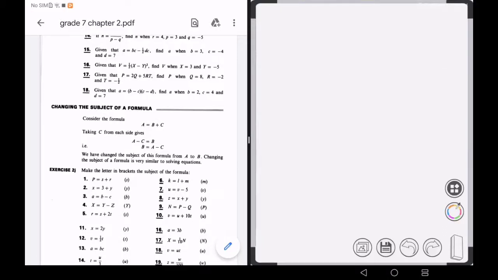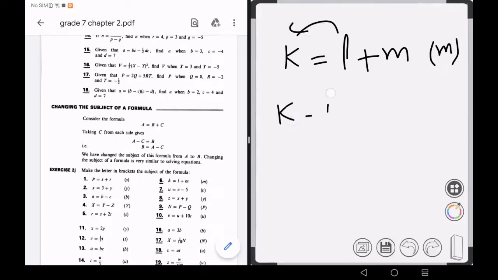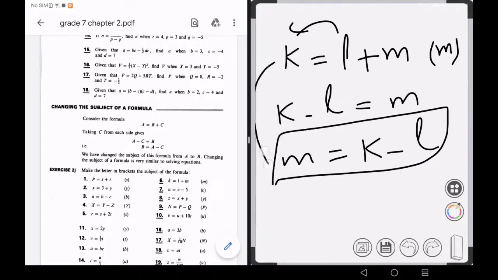One more, like k is equals to L plus m. We need m as the subject. We will find out the value of m. This L comes here to become minus. So m is equals to k minus L. K minus L. We have changed the subject from k to m.